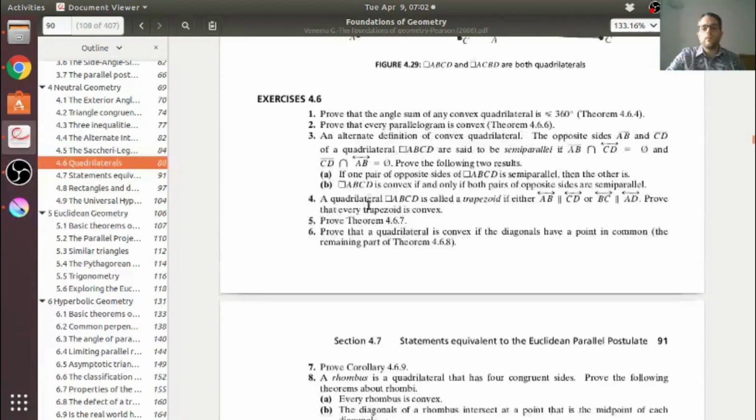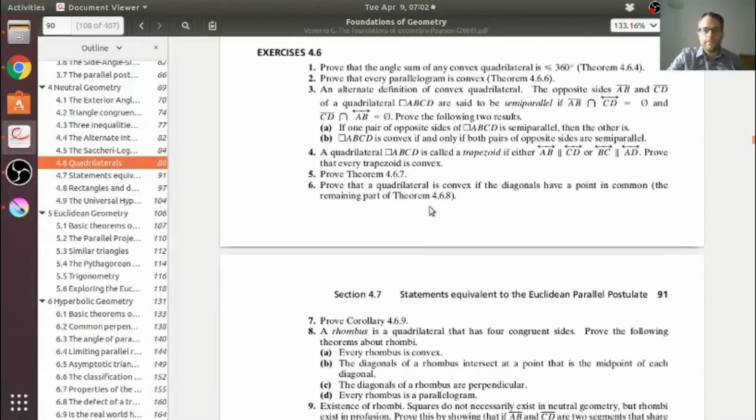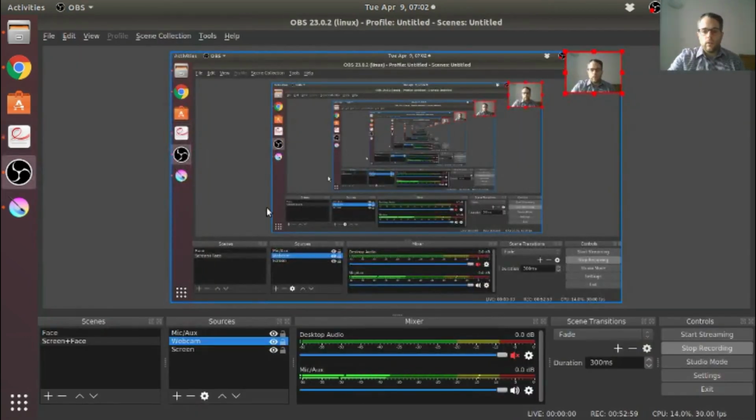And the way the proof of that goes, if you look at theorem 4.6.6, every parallelogram is convex. Or problem 3 that we talked about earlier: the opposite sides are semi-parallel if and only if the quadrilateral is convex, or the quadrilateral is a trapezoid. If it's a trapezoid, then it's convex. So there is a very strong relationship. There's no definition that makes them the same, but there's a very strong relationship, and it all comes from these arguments with interiors of angles and rays being between other rays and points being between other points. Okay? All right, so hopefully that all made sense.